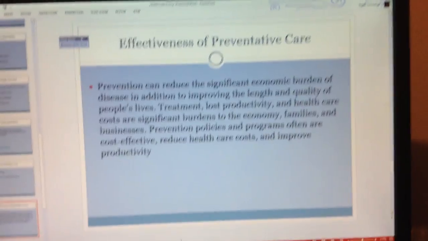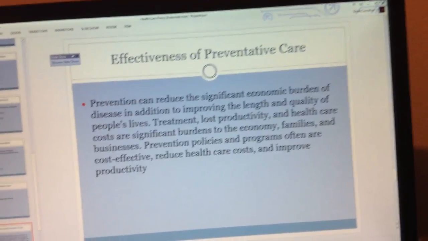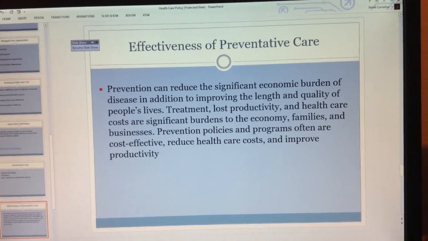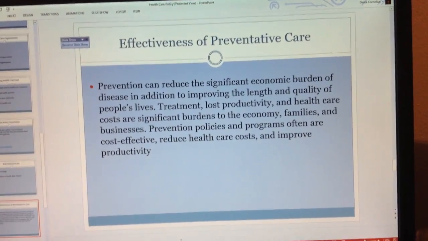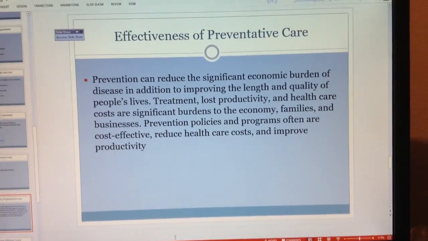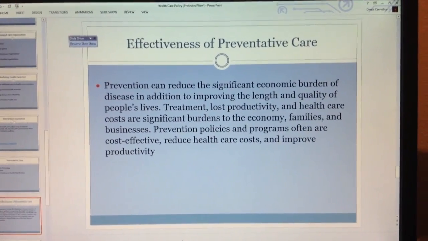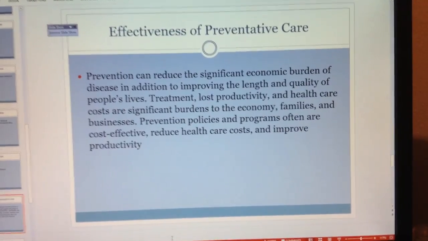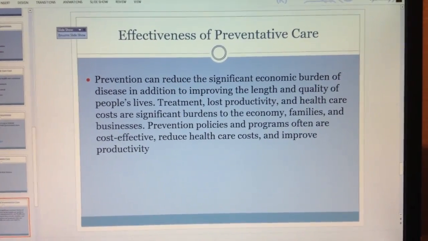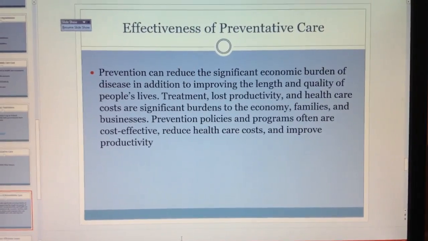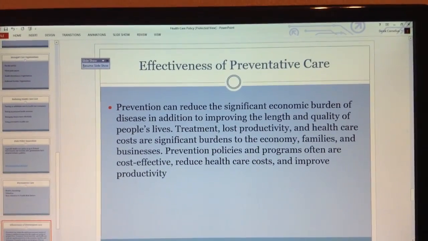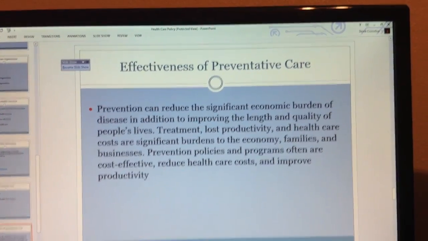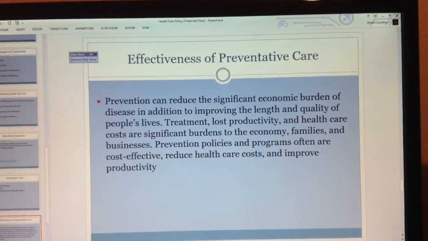So effectiveness of preventative care. Prevention can reduce the significant economic burden of disease in addition to improving the length and quality of people's lives. Treatment, lost productivity, and healthcare costs are significant burdens to the economy, families, and businesses. Prevention policies and programs are cost-effective, reduce healthcare costs, and improve productivity.